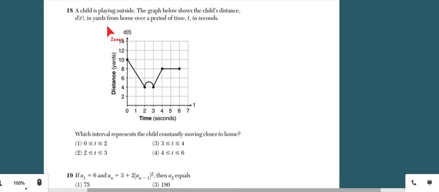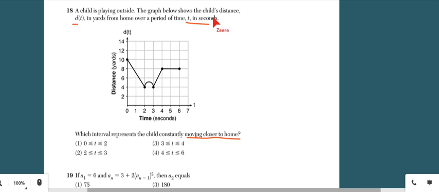Look at question number 18. It says that a child is playing outside. The graph below shows the child's distance d in yards from home over a period of time t in seconds. Which interval represents the child constantly moving closer to the home?